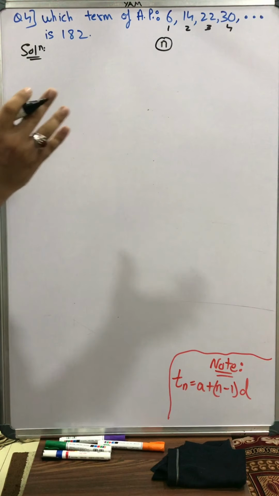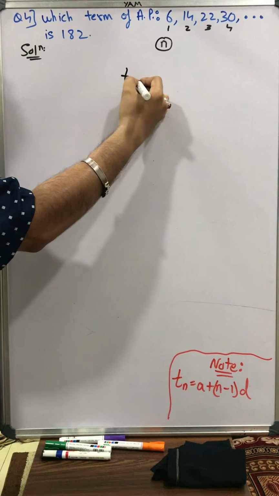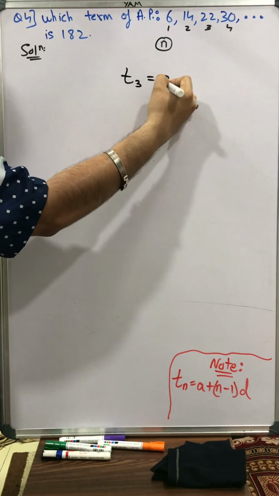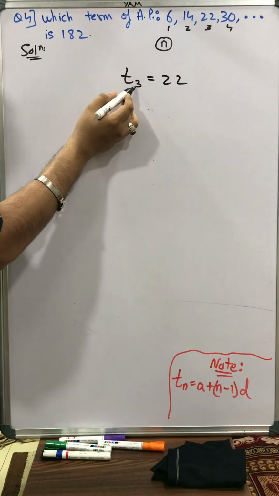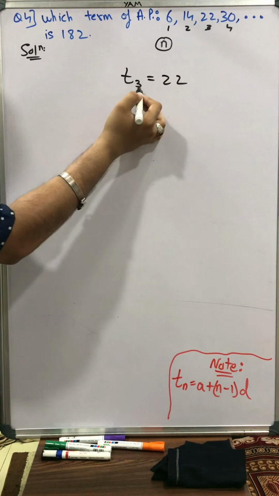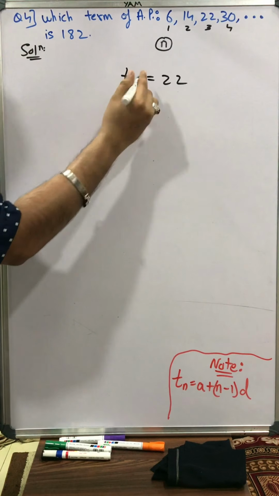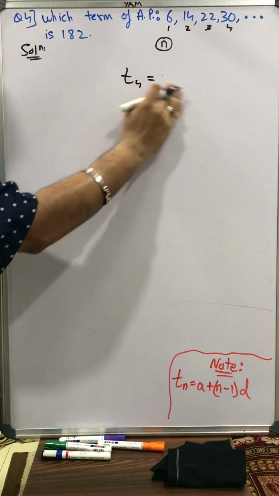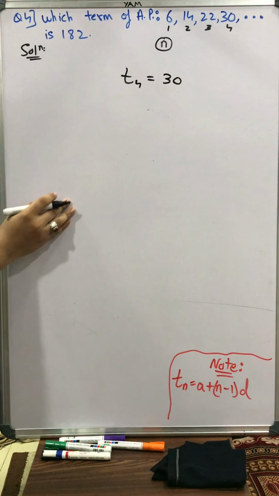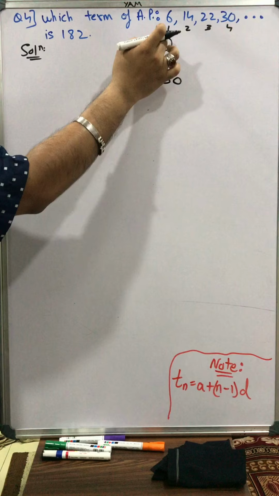I'm just revising in 1 minute what we did in our last lecture. So if I write T subscript 3, the answer will be 22. That means the third number's term, the third term, this is 3. So T subscript 3 will be 22. If I write T subscript 4, it will be what? 30.